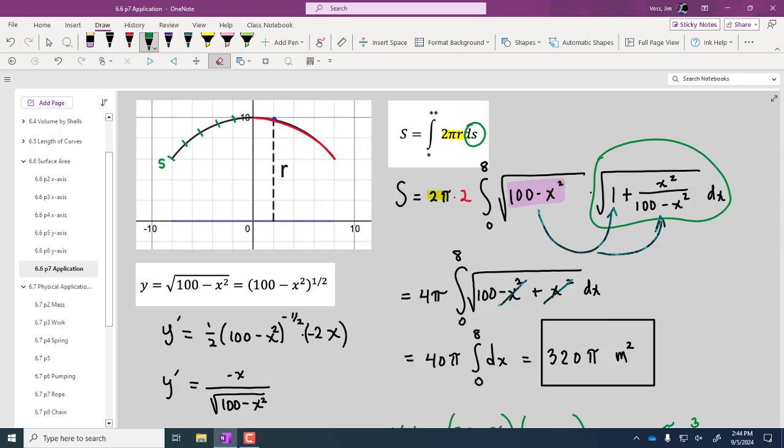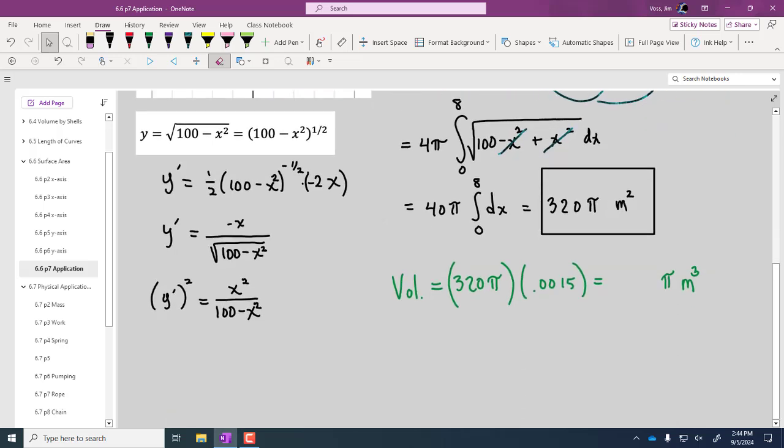What's the volume again? 320 pi times 0.0015. Did anyone type that into your calculator? 0.48. Or 12 over 25, whatever. Yep, 12 over 25 would be the ideal format. Because when you look at 12 over 25, that's not been rounded, but with 0.48 you don't know whether it was rounded or not. You can't tell.